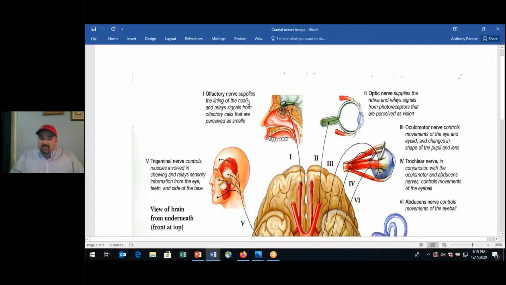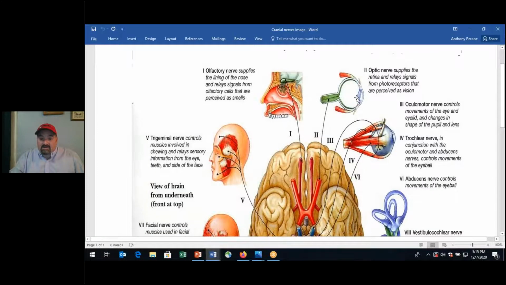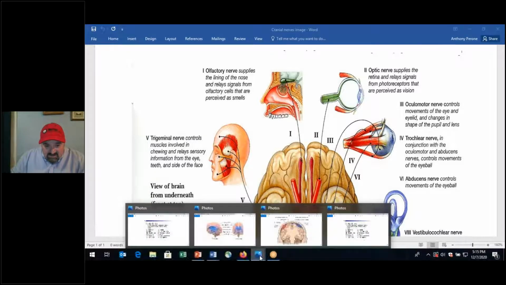So know that the term olfaction would be for your sense of smell. Cranial nerve number 1. Cranial nerve number 2, okay? So we're looking at the optic nerve. So this is for your actual sight, your sense of vision, okay? Sense of vision.